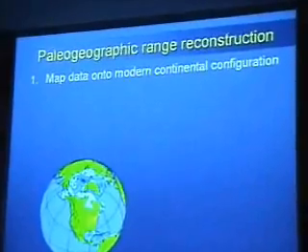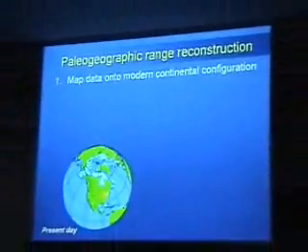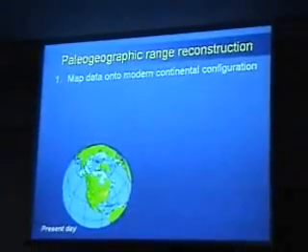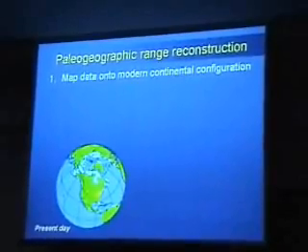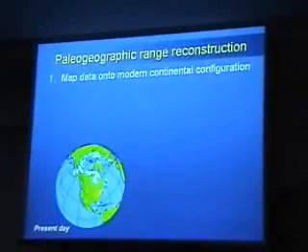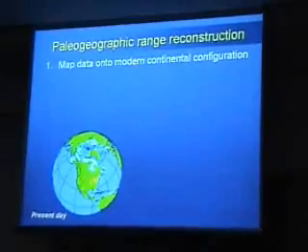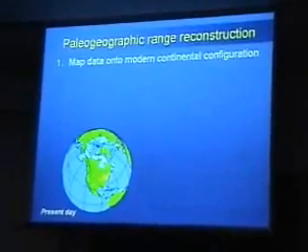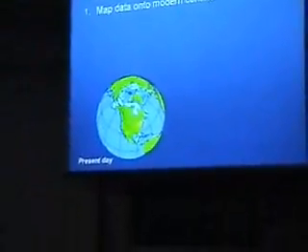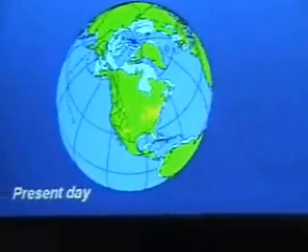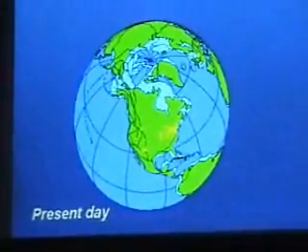You're going to take all the data that you have and you're going to put it onto a modern globe. We're going to use a package called Geographic Information Systems. This is a computer-based mapping program that's used in all kinds of disciplines, but this is actually the first time it's been used in paleontology. But I hope you see it's really useful by the time we get done with tonight's talk.